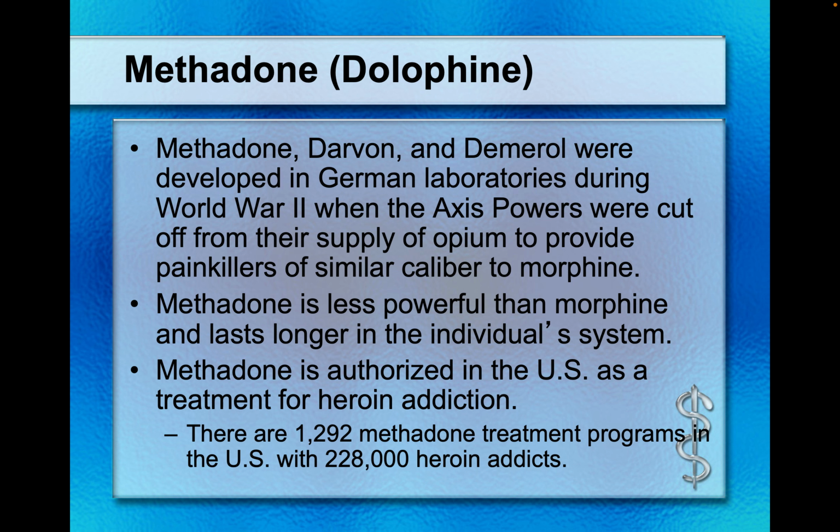Methadone, Darvon, and Demerol were developed in German laboratories during World War II when the Axis powers were cut off from their supply of opium to provide painkillers of similar caliber to morphine. So where was all the opium? It was in India and Afghanistan, and that area was controlled by the Allies. Methadone is less powerful than morphine and lasts longer in the individual system. Methadone is authorized in the United States as a treatment for heroin addiction. There are 1,292 methadone treatment programs in the United States with 228,000 heroin addicts.